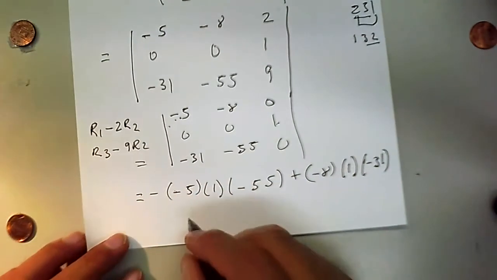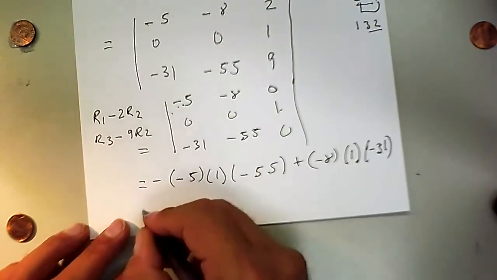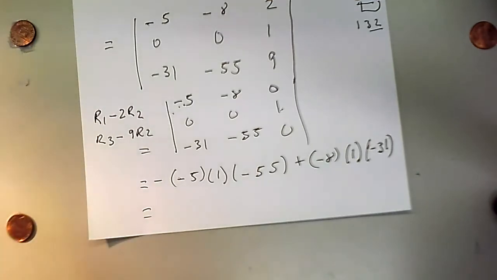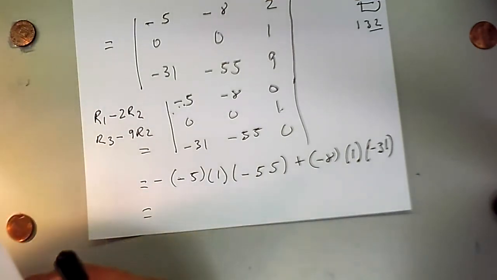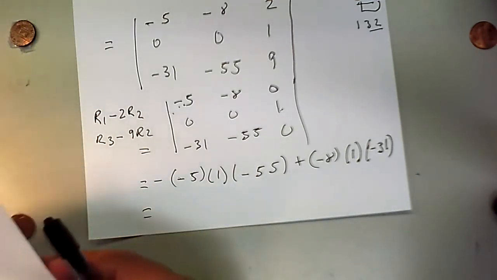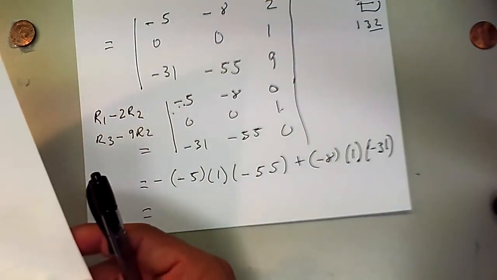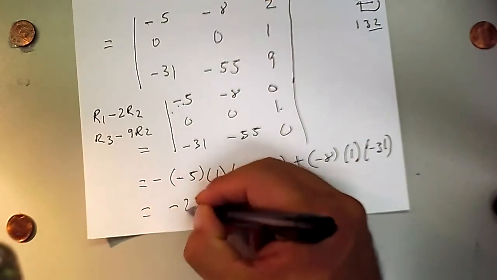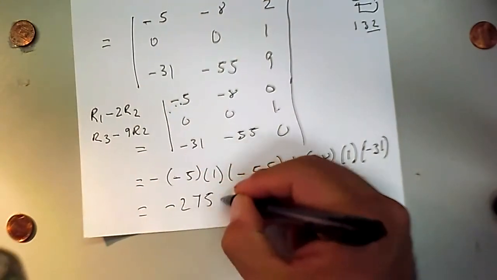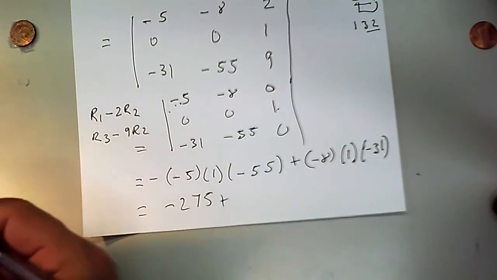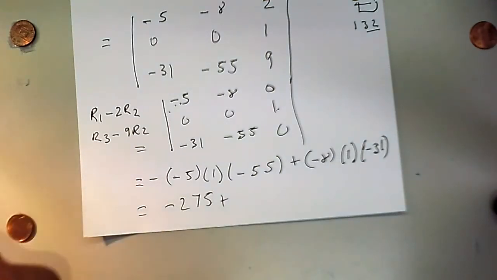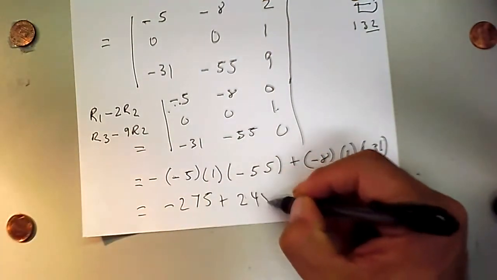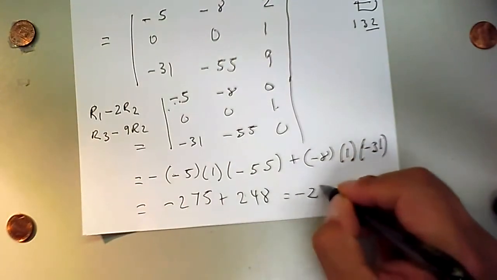But at that point, we may end up with fractions, which may complicate things anyway. So it's the same product that is going to happen. Here, we're going to end up with -275 plus 248. And that's going to give us -27.